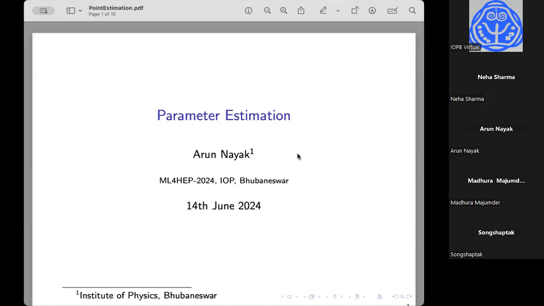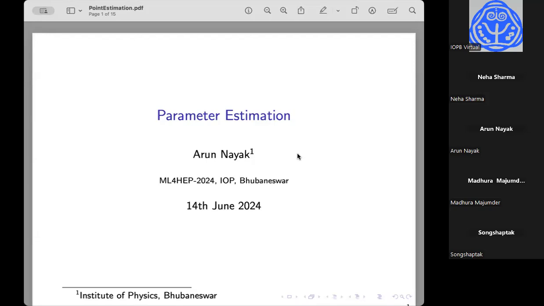So today I'll be discussing mostly the parameter estimation. We discussed probabilities and probability distributions yesterday. Does anyone have any questions on that before I move on to this topic? Okay, it seems not. So I can now discuss parameter estimation.